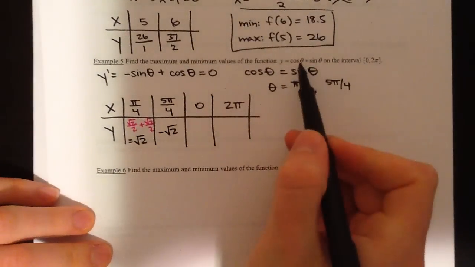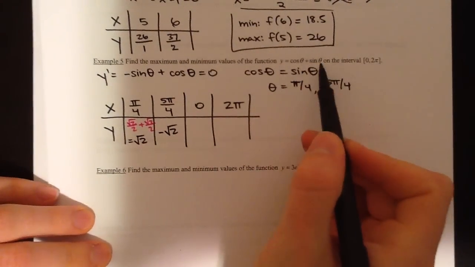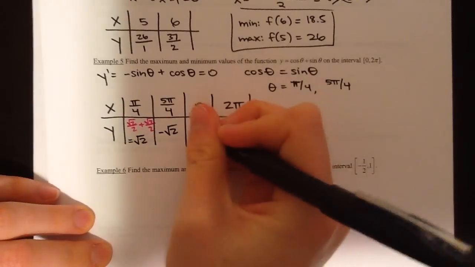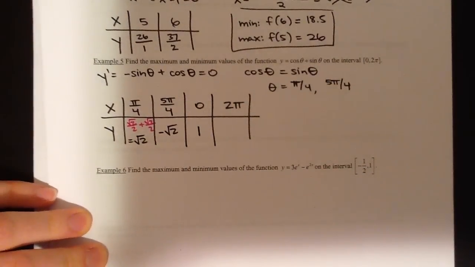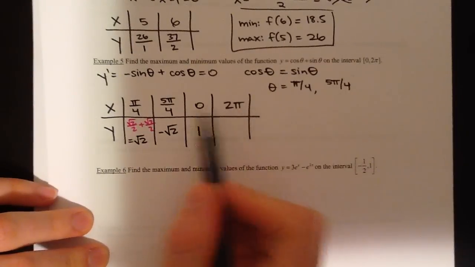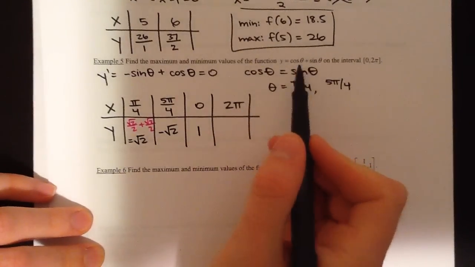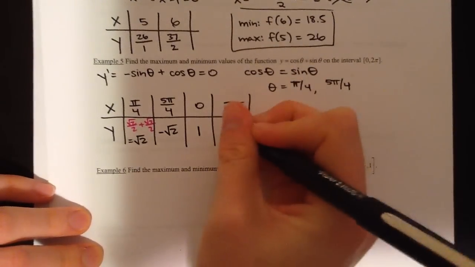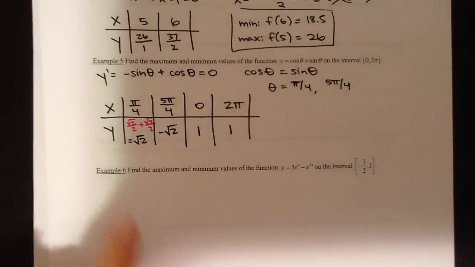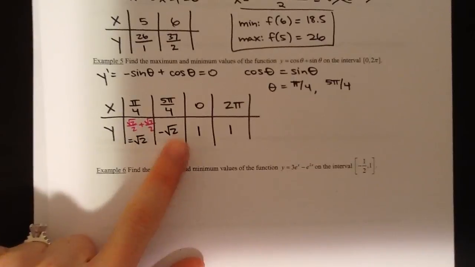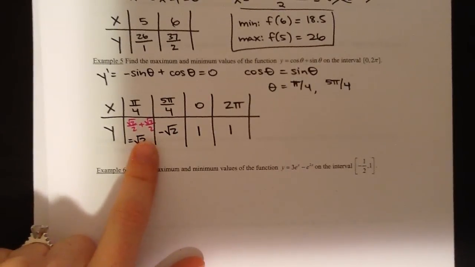When I plug in 0, cosine of 0 is 1. Sine of 0 is 0. So 1 plus 0 gives me 1. And then when I plug in 2 pi, I actually get the exact same values because 2 pi and 0 are at the same spot. So the cosine of 2 pi is 1. Sine of 2 pi is 0. So that gives me a 1. So keep in mind, these irrational values, square root of 2 is somewhere around 1.4.